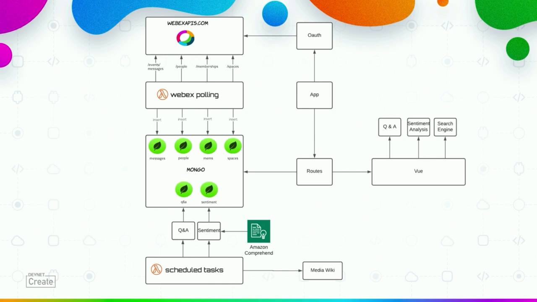There's an OAuth portion that logs the user into the app, so it pulls their profile, so it can run on their context, the team rooms they're in, the messages that they can see, and so forth. And then we're going to display those in a different view within Vue.